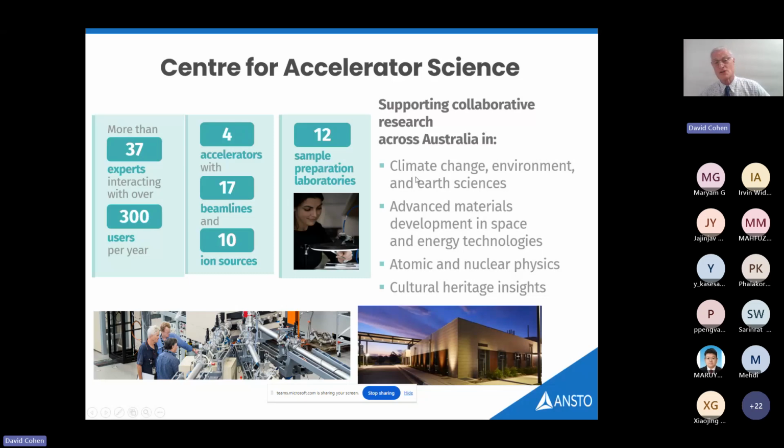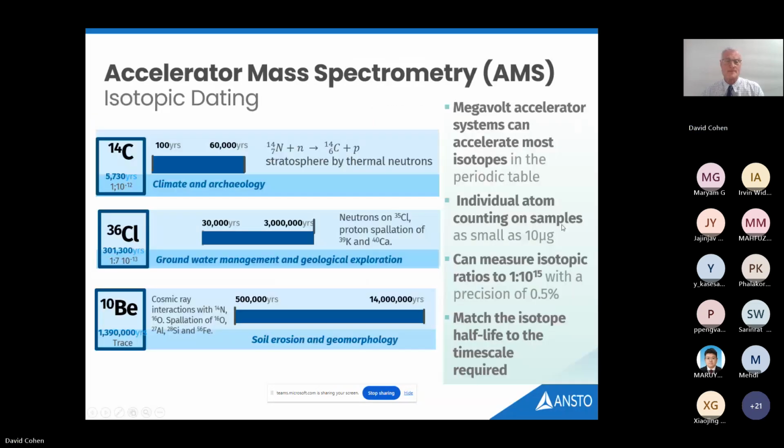And some of the research I've listed here: climate change, environment, earth sciences, materials science. And I'm going to talk a little bit about space and some of the energy technologies we do. Also fundamental physics, and I'll talk a little bit about some of the techniques, atomic and nuclear physics. And we can also do a little bit of cultural heritage. So that's the Centre for Accelerator Science with its 4 accelerators and its staff.